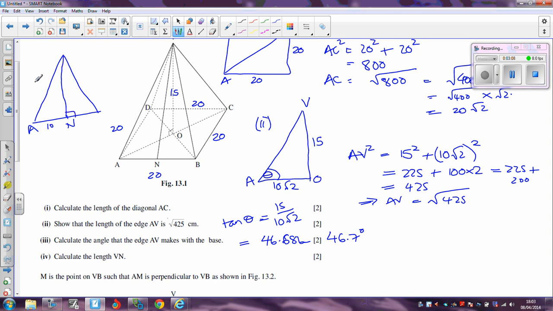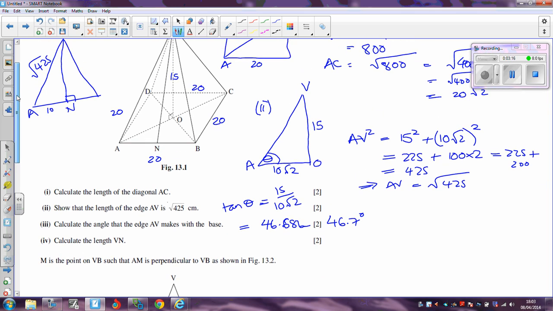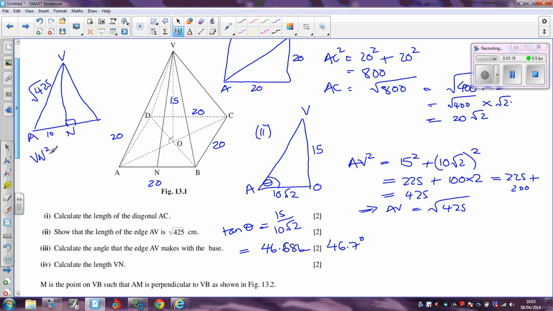This will be a right angle, and we've just worked out that AV is the square root of 425. So if we want to now work out VN, well, VN squared is going to be VA squared minus AN squared. Now, if I square VA, I'm just basically squaring the square root of 425, which is just going to be 425. If I take away AN squared, that's taking away 10 squared, which is 100. That comes out then as 325. So VN is the square root of 325.